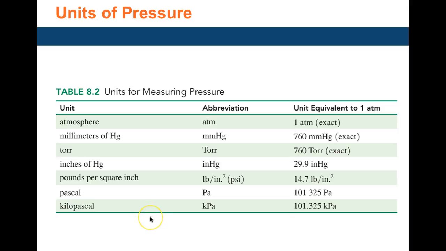All right, so these are some of the different units of pressure for gases. You have the atmosphere, you have millimeters of mercury, torr, and then inches of mercury, which is not as used, and then 14.7 psi is 1 atmosphere. 101,325 is pascals, but 101.325 kilopascals, and this is the SI unit.